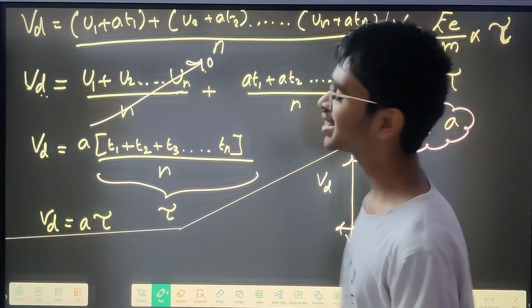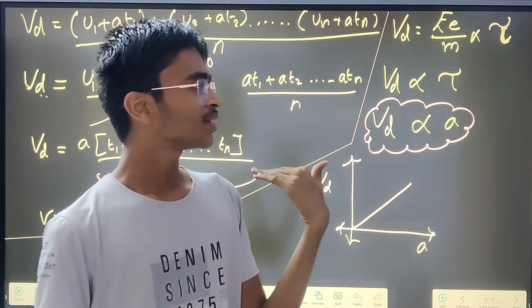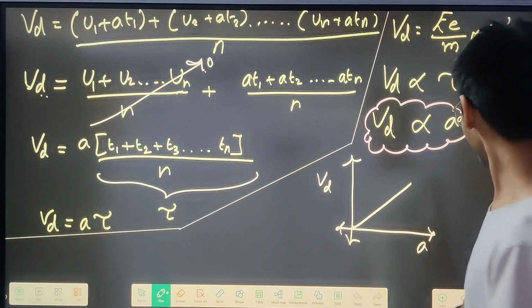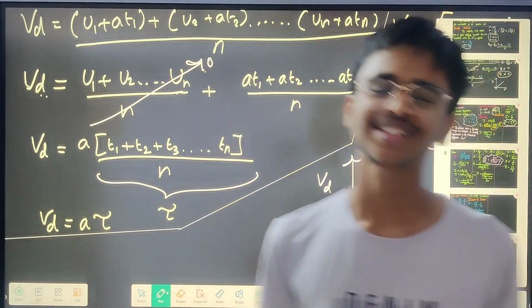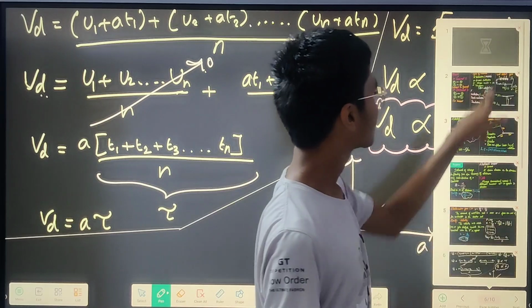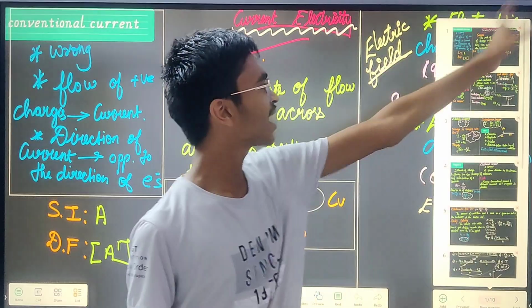Today we are going to see part 3, I think. I don't know which part it is. Okay, so part 3 of electrochemistry. Electric current. Just now I completed electrochemistry, so it's coming to my mind as electrochemistry itself. We are going to see current electricity.